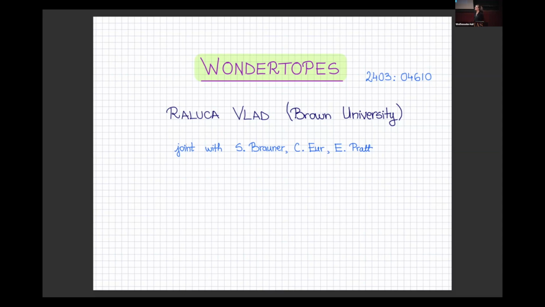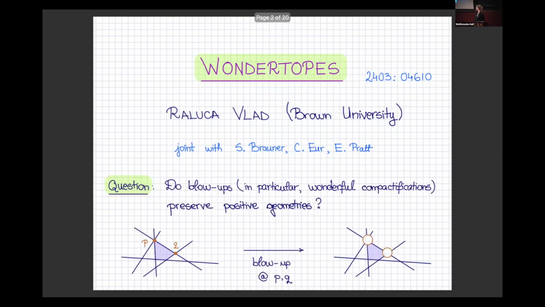Okay, so I want to tell you about this project we had with Sarah Browner, Chris, who I think already left, and also Lizzie Pratt, who's in the audience, which started from the question of whether blow-ups preserve positive geometries. And I will be interested in a specific type of blow-ups called wonderful compactifications, which I will define in a few slides. And we've already seen this week in a few talks that polytopes are positive geometries. And the punchline of my talk is going to be that Wondertopes, which are the images of polytopes under wonderful compactifications, are also positive geometries.